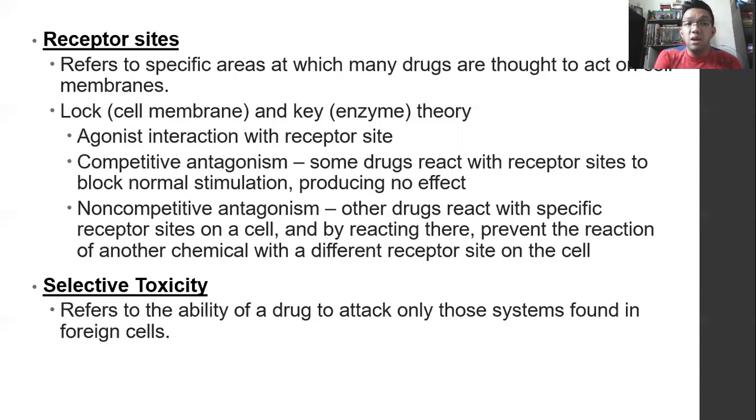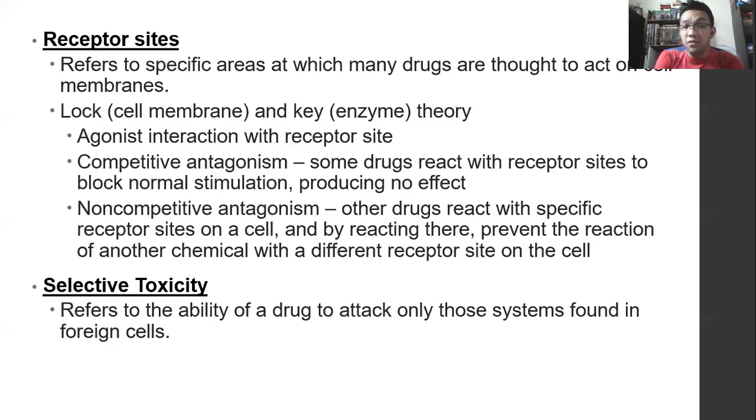We have agonist interaction with the receptor sites, wherein these receptor sites, if they are given agonistic drugs, when we say agonist, they further increase the function of the cells. Let's say, for example, it will increase the heart rate, it will increase the patient's blood pressure, and so on. And we have two types of antagonism.